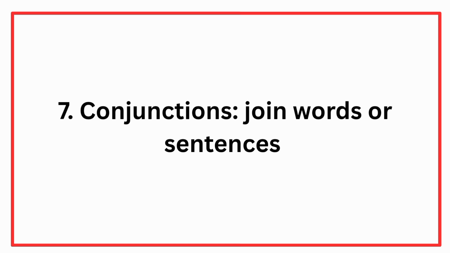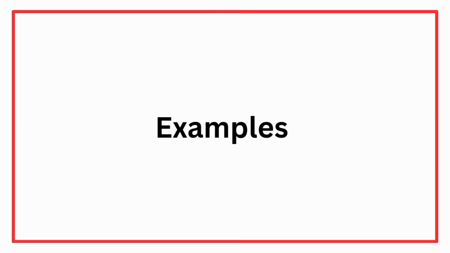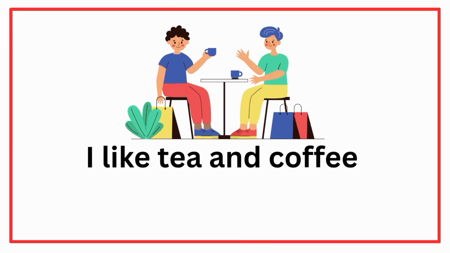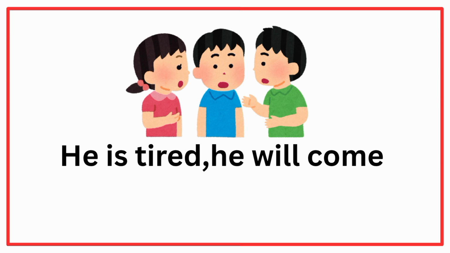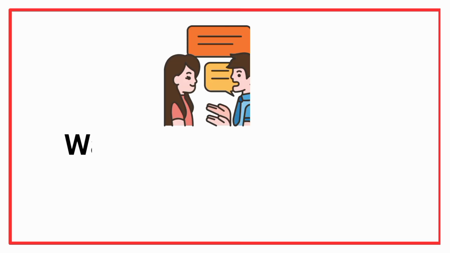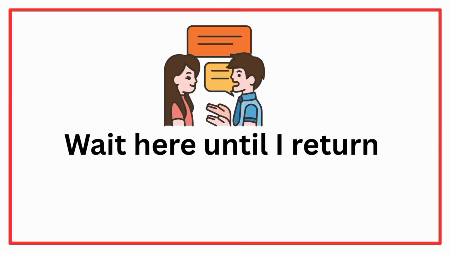Seven. Conjunction: join words or sentences. Examples. I like tea and coffee. He is tired, he will come. Wait here until I return.